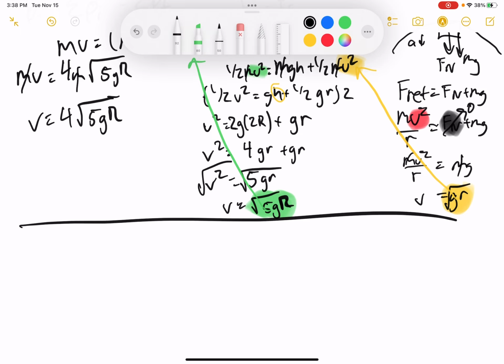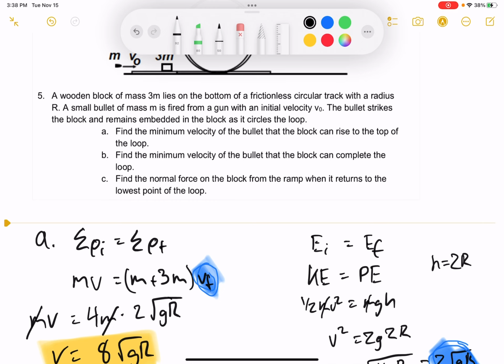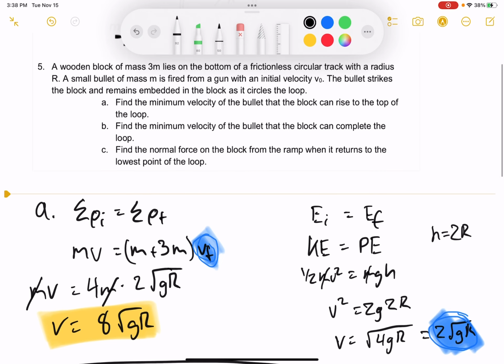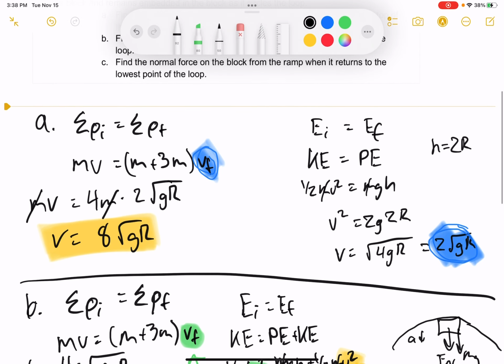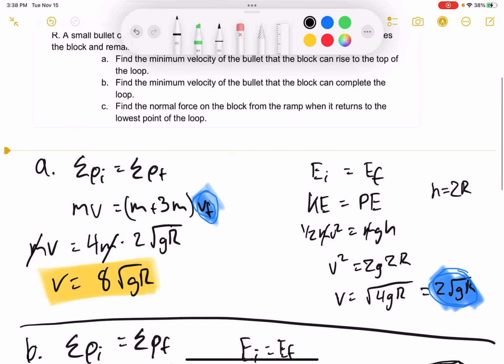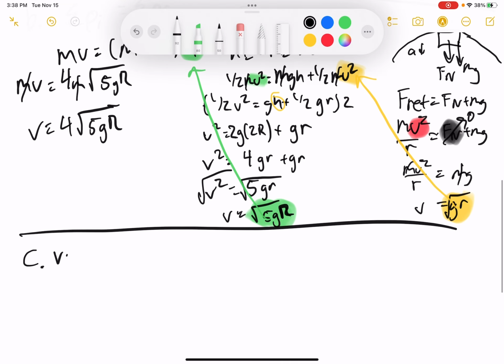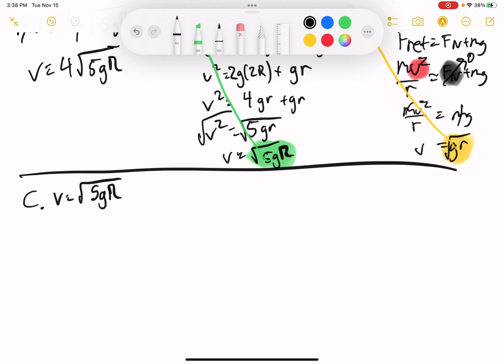So let's go ahead and look at part C. Find the normal force on the block from the ramp when it returns to the lowest point of the loop. For this one, we are going to assume that it is the same setup as part B. Whatever was happening in B, it's going to be that for part C as well. So we know the velocity is going to be equal to root 5gr. And this one is actually just a centripetal force question.